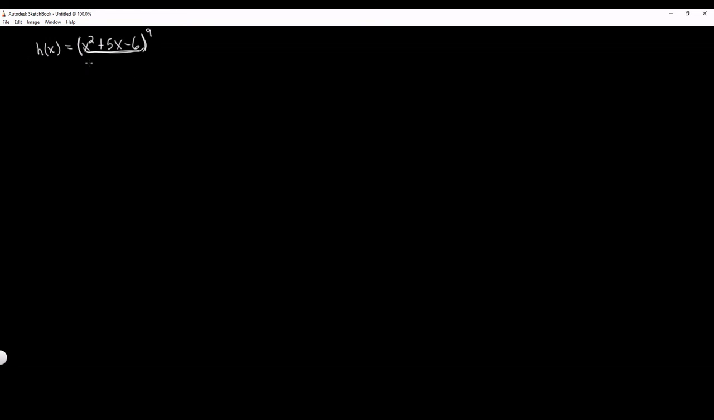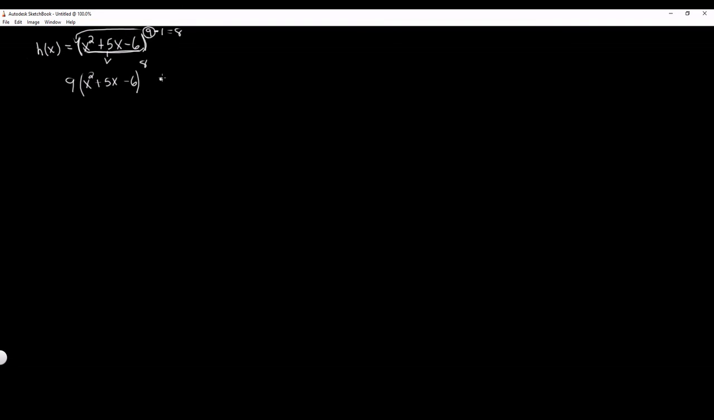So we're going to go about it the same way. We are going to take the derivative of the outside function by using the power rule. So we're going to take the exponent 9 and move it out to the front. So this is going to be 9. Then we're going to subtract 1 from the exponent, and our new exponent is going to be 8. Then we're going to bring down the inside function and keep it unchanged. So this is going to be x squared plus 5x minus 6.